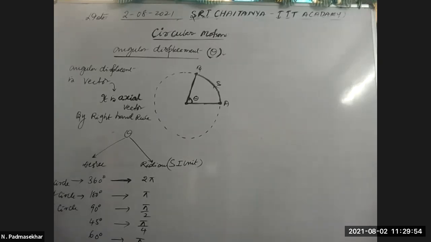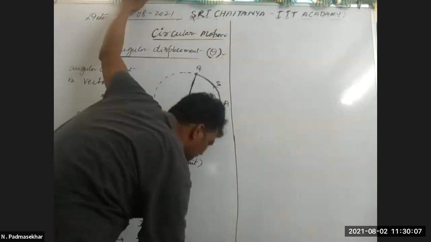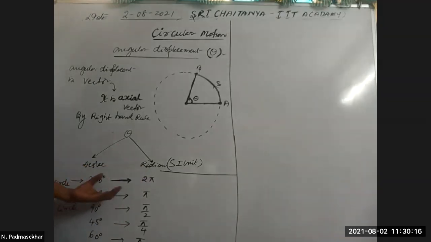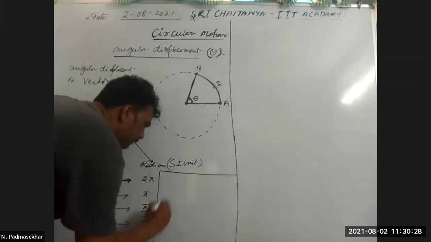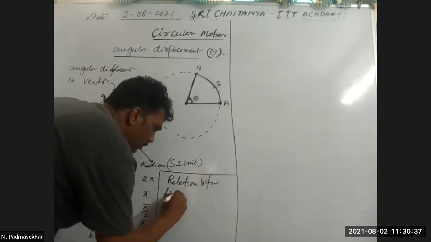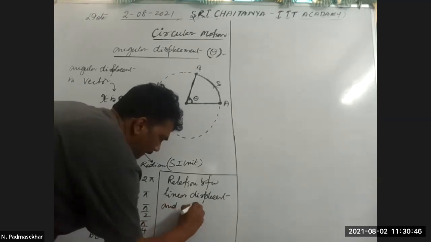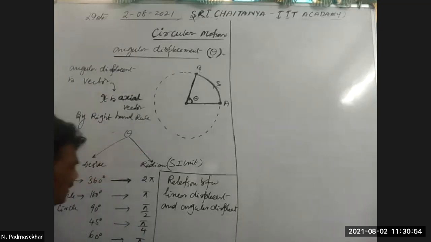ఇప్పుడు చూద్దాం. Suppose I want to find out the relation between, see, మీకు ఈ degrees కి radians కి what is the relation తెలిసిపోయింది. 360 degrees is 2 pi radians, 180 degrees is pi radians, 90 degrees is pi by 2 radians, 45 degrees is pi by 4 radians, 60 degrees is pi by 3 radians. ఇప్పుడు relation between linear displacement and angular displacement.